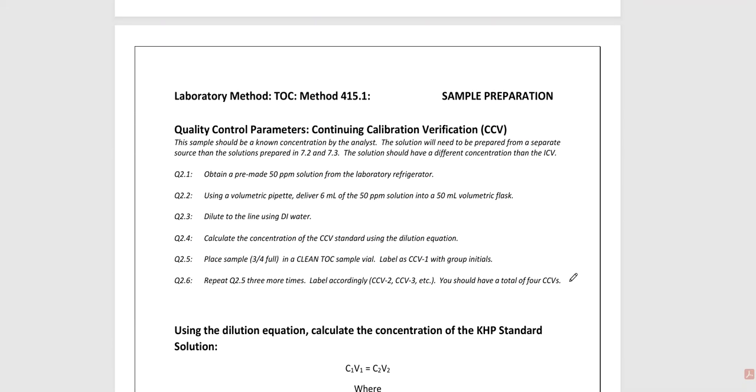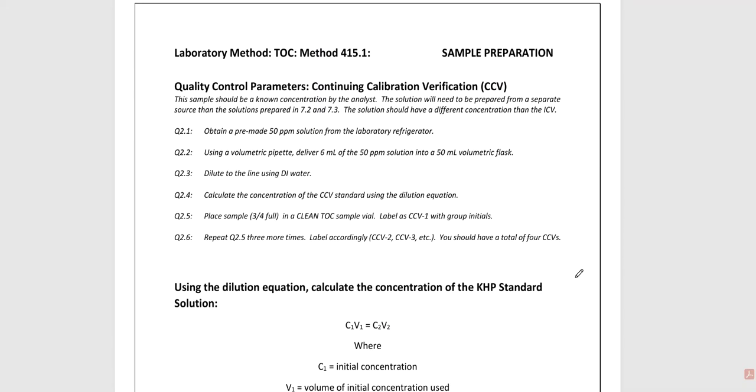Next up is a quality control parameter, and these are the CCVs, so the continuing calibration verification. The sample should be a known concentration by the analyst. The solution will need to be prepared from a separate source than the solution in 7.2 and 7.3. Very similar to an ICV setup, right? The solution should have a different concentration than the ICV. So it gives me directions on what to do.